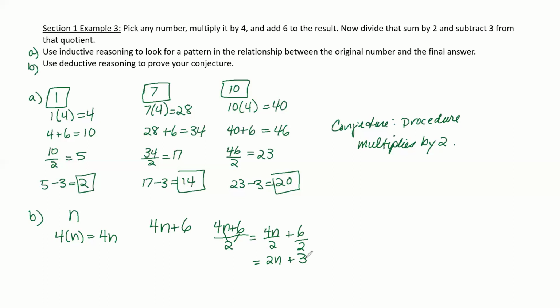Our last step is to subtract 3 from that quotient. So 2n plus 3 minus 3. And notice on the end we have plus 3 minus 3, which is just 0. So we have 2n by itself. So we started with n, and then we ended with 2n, which is what we said would happen: we multiply by 2. So the proof is done.